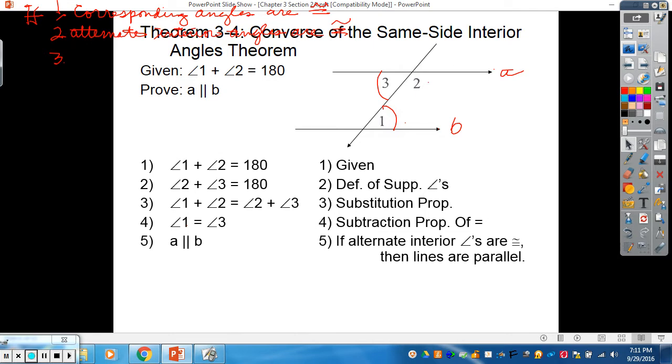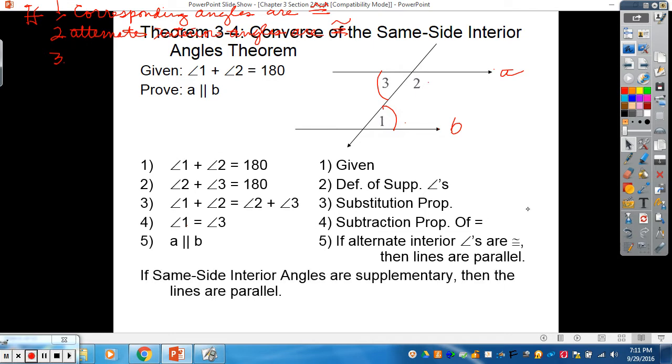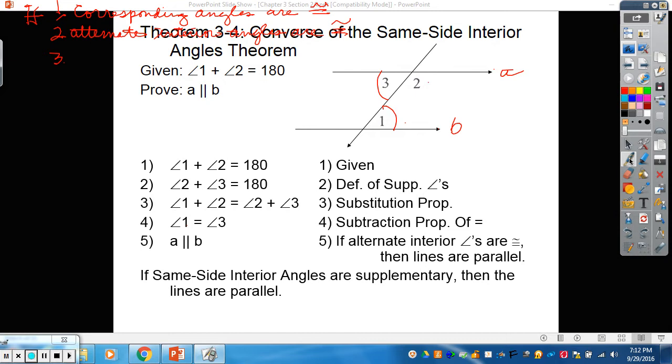And that's what I'm going to go ahead and state. Okay? So from there, we have this new theorem. If those same side interior angles, 1 and 2, are congruent, then the lines have to be parallel. So we're going to add that to our rule here. If same side interior angles are supplementary, then lines are parallel.